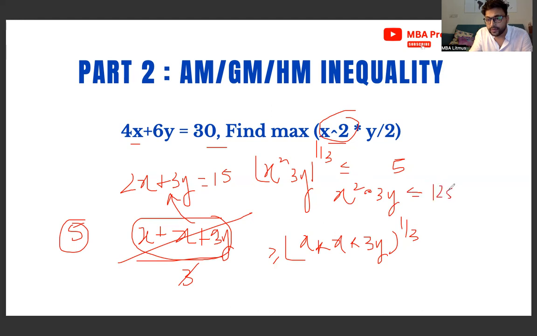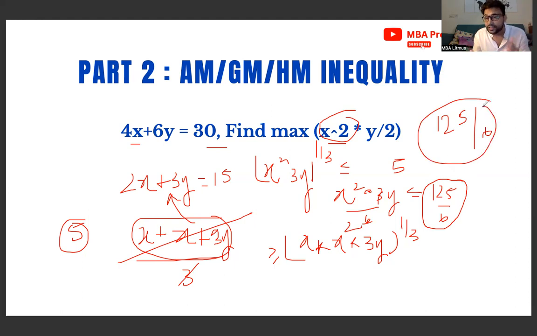Now, what do I have to find? I have to find x square y by 2. So if I divide this number by 6 on both sides, this becomes x square y by 2, which is what I want to find. So this is less than or equal to 125 upon 6. So the maximum value here becomes 125 upon 6, right? Again, a very beautiful application, slightly higher level as compared to the last question. The last question was pretty straightforward. Here we had to think about how to split these numbers, right? That was the key aspect.